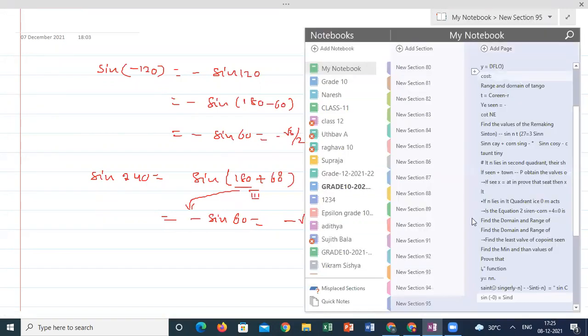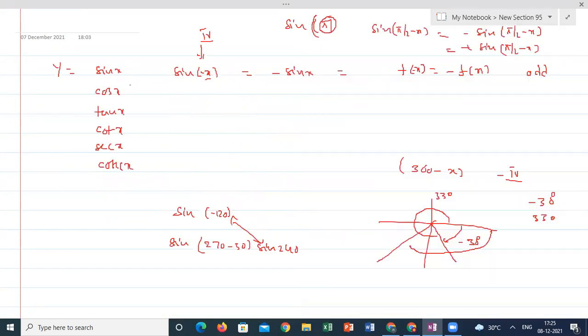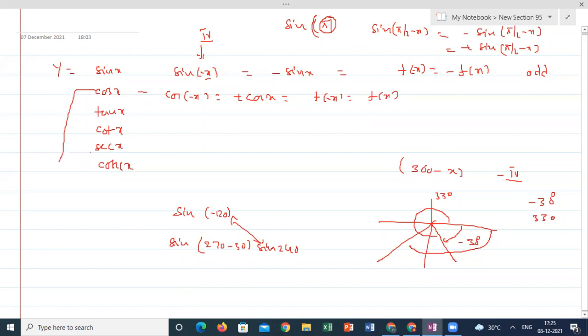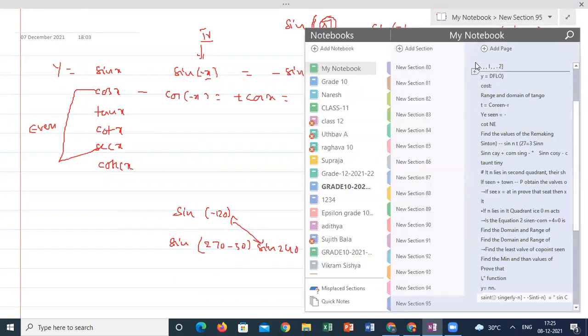Going back to the even functions and odd functions, you will get cos of minus x is equal to plus cos x, which will give f of minus x is equal to f of x. That's the reason cos and secant are the only even functions in general. Rest of all are odd functions. Is it clear? Yes, sir. Shall I go to the next question?